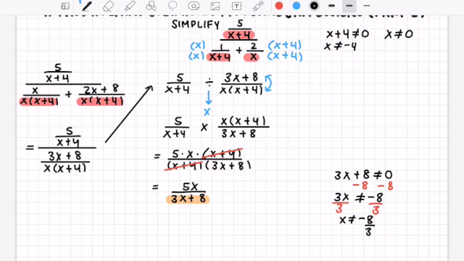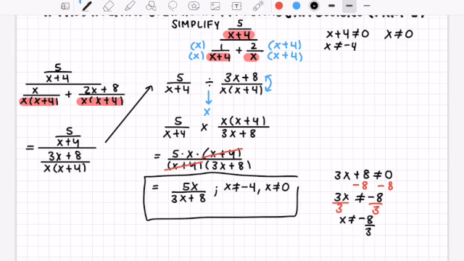And so because of that, from my simplified answer, I have to say that our simplified fraction is 5x over 3x plus 8, with the restriction that x cannot equal negative 4 and x cannot equal 0. And that would be my final answer.